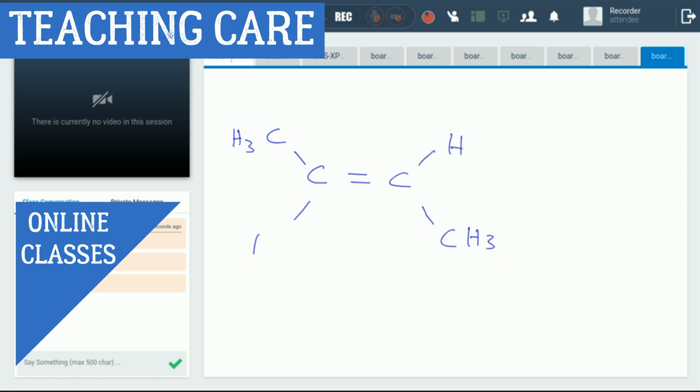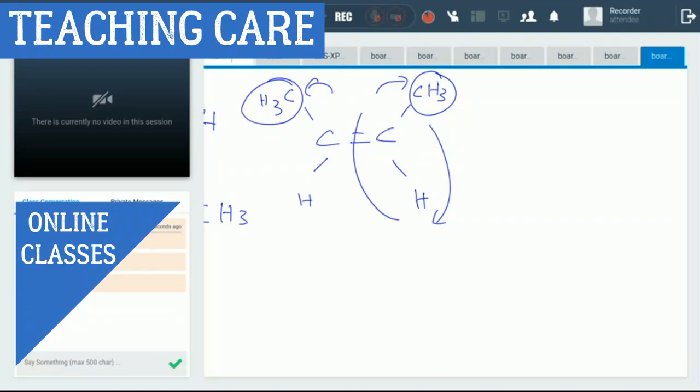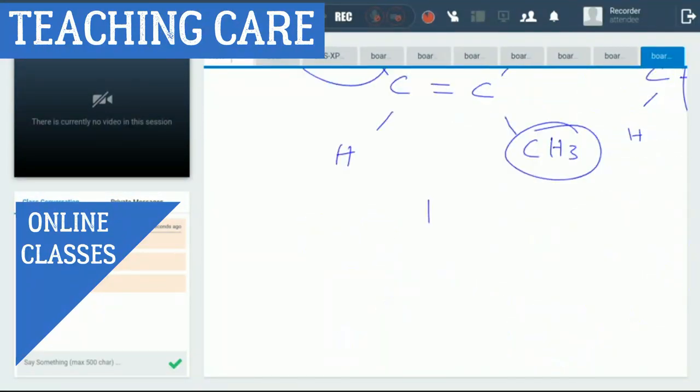The earlier one was the cis isomer. Cis in the sense that identical groups are lying on the same side. Because of steric hindrance, it will rotate to the other side. This is trans. So when they are far away from each other, that is stable.